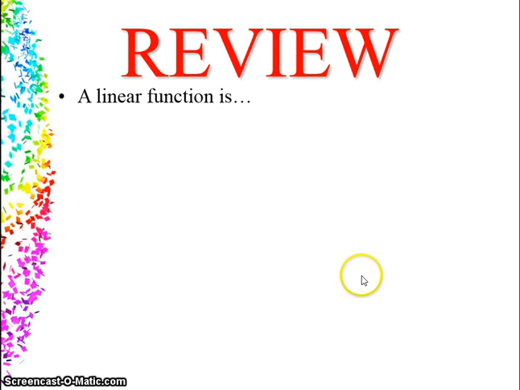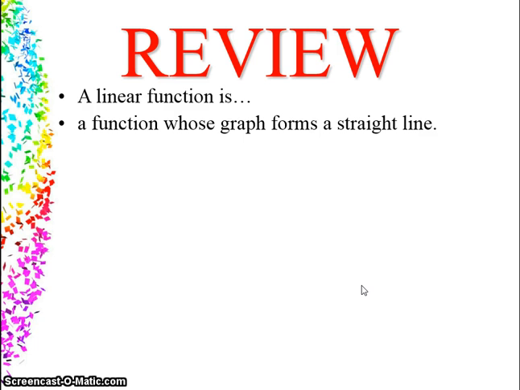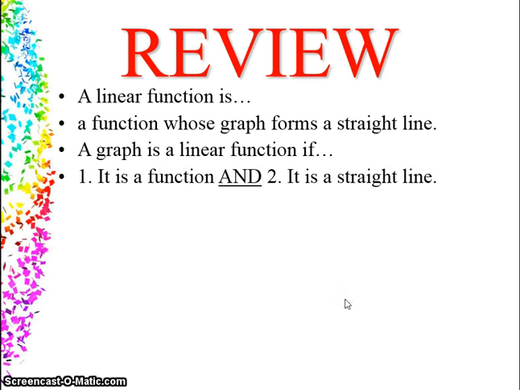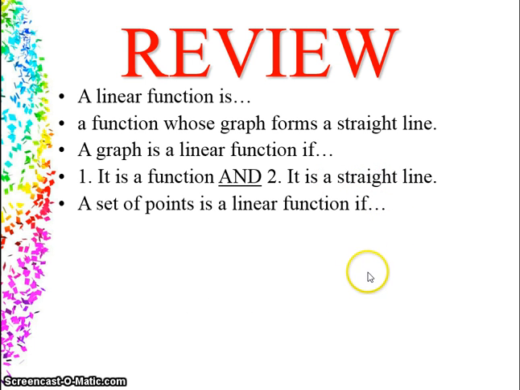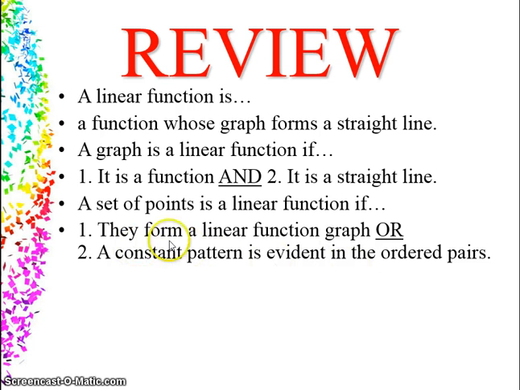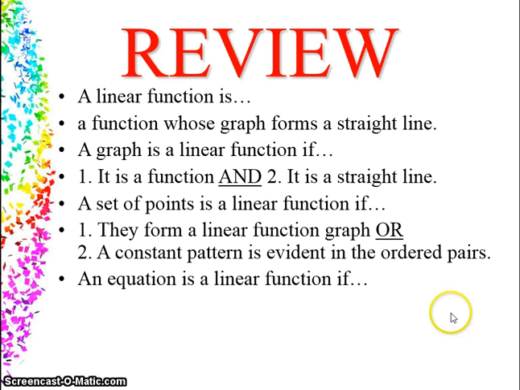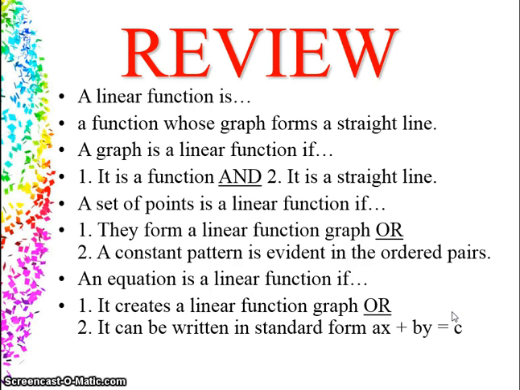So let's review what we've learned. We've learned that a linear function is a function whose graph forms a straight line. We've learned that a graph is a linear function if it is a function, which we can determine by the vertical line test, and it's a straight line. We've learned that a set of points is linear if they form a linear function graph or a constant pattern is evident in the ordered pairs. And last, we learned that an equation is linear if it creates a linear function graph or if it can be written in the form ax plus by equals c, which we know is called standard form.